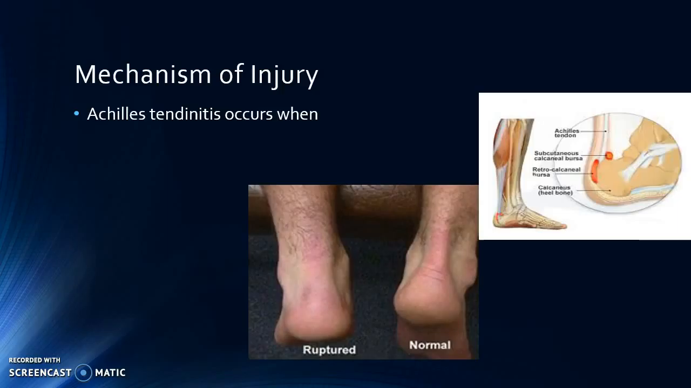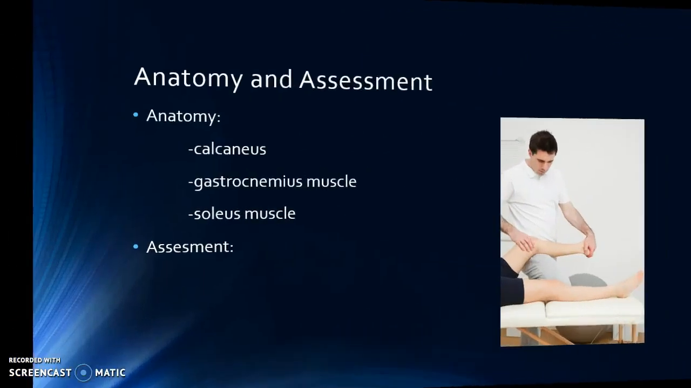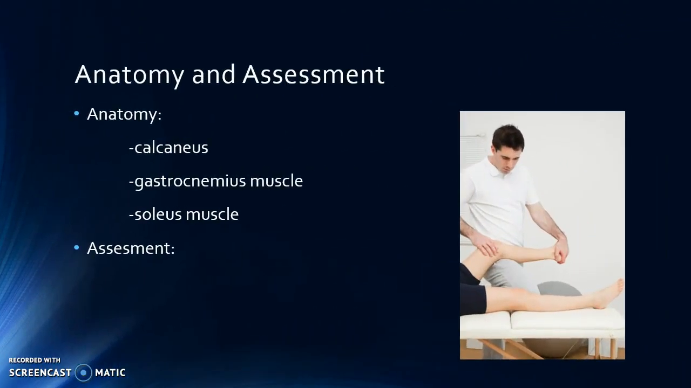As we can see here in the picture, here is an example of a ruptured Achilles tendon. You see how the back of the ankle is swollen versus the normal one, which is a lot thinner. Anatomy and assessment. The Achilles tendon is a tough band of fibrous tissue that connects the calf muscle to the heel bone. The Achilles tendon is also called the calcaneal tendon.